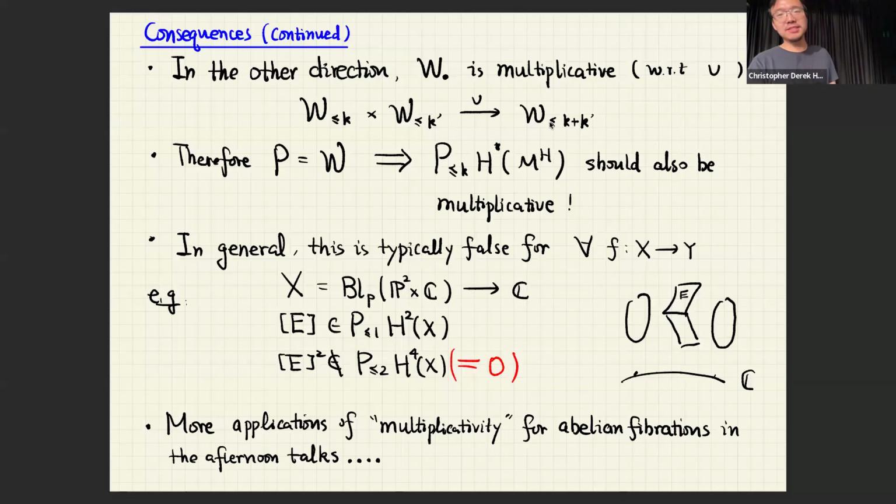So the weight filtration is multiplicative. And if you have this P equals W match, then you know that the perverse filtration should also be multiplicative. But this is actually mysterious, because in general, this is wrong. The easiest example you can consider is you take a trivial fibration, the family of P2.